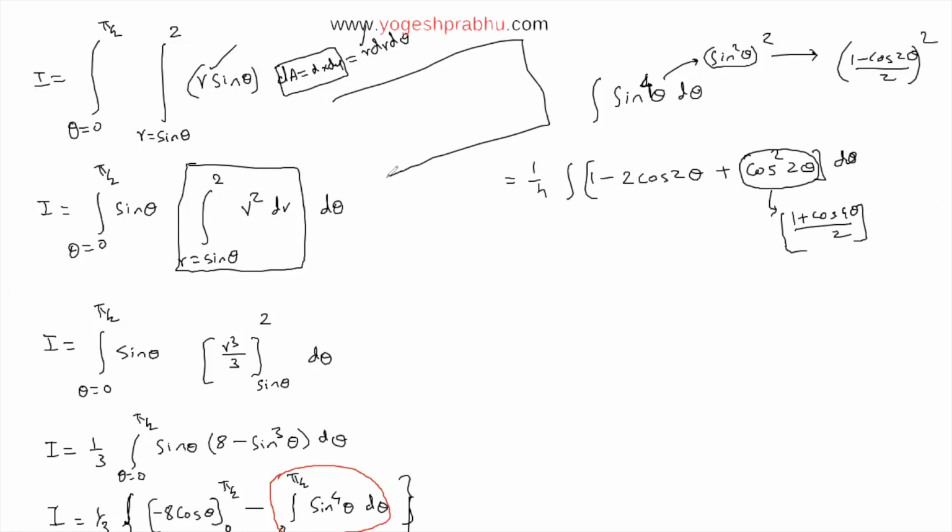You need to know these two formulae. Do you know sine square theta as 1 minus cos 2 theta by 2 and cos square theta as 1 plus cos 2 theta by 2? Do you know this? Yes. So I have cos square 2 theta, right? It will become 1 plus cos 4 theta over 2.